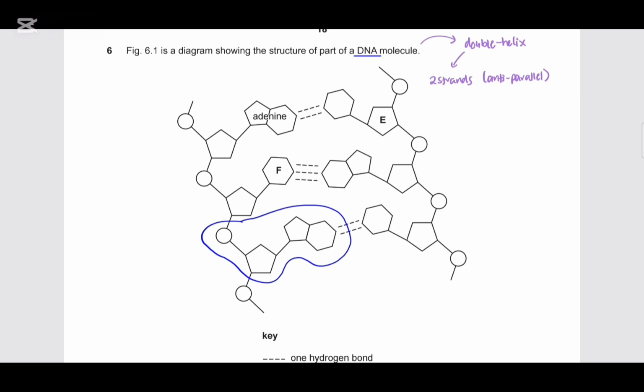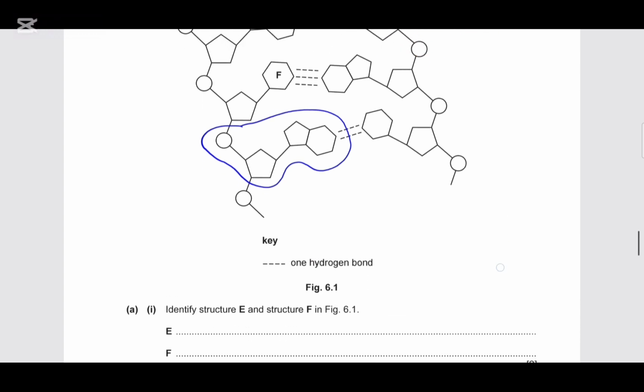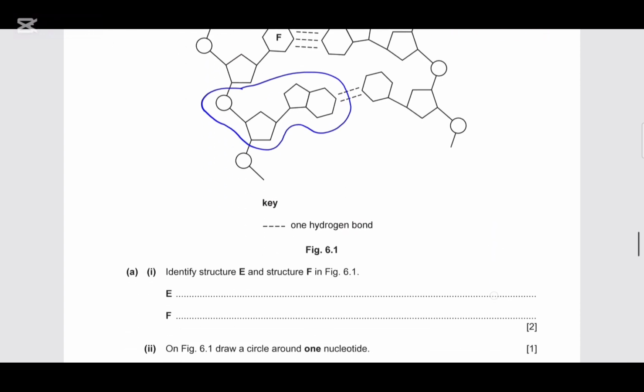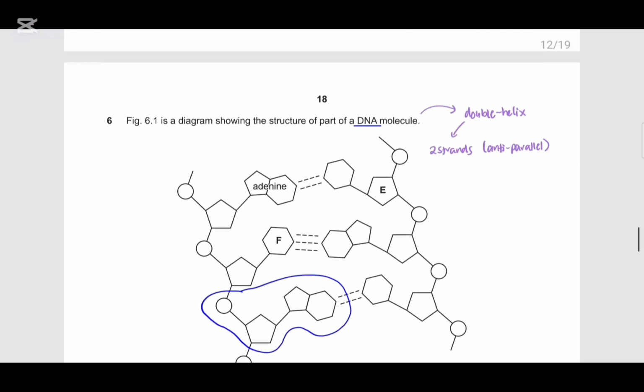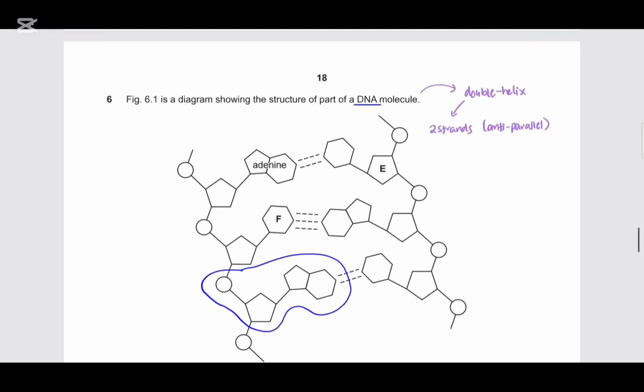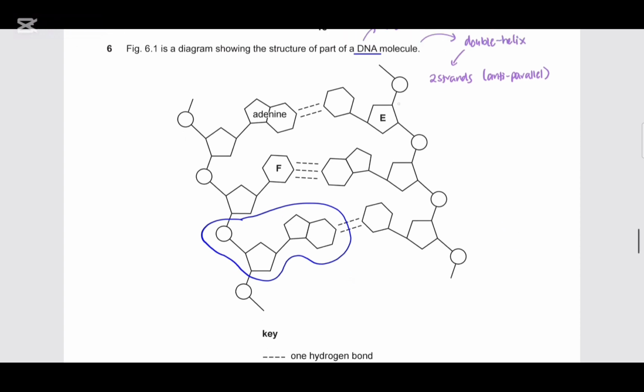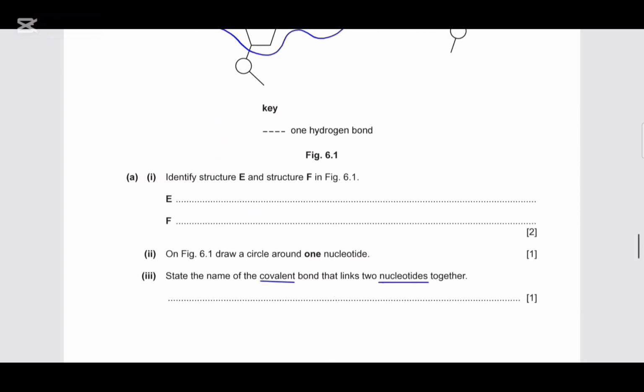And make sure that you know the subunits of DNA are nucleotides. So, identify structures E and F in this case. E is the sugar, so make sure you know what sugar, from the definition here: deoxyribonucleic acid. I hope everybody remembers the full name of DNA by now. That means the sugar, E, would be deoxyribose.